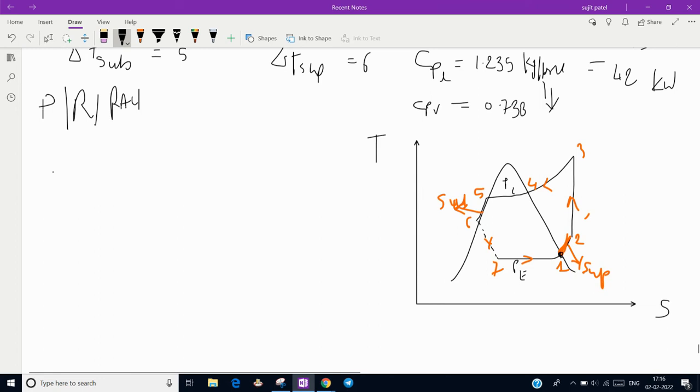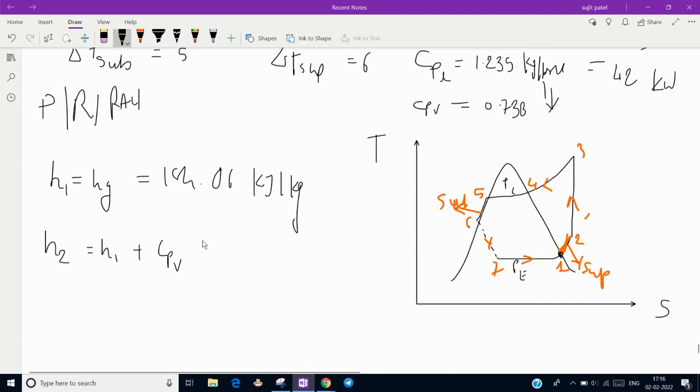Just go a few seconds back, take a screenshot of the question, and you will find the table over there. So enthalpy H1 is Hg at evaporator pressure, and it is given as 184.06 kilojoule per kg. Now for superheating, H2 is in the superheated region, so H2 will be H1 plus Cp of vapor phase into delta T superheating. Delta T superheating is 5 degrees and Cp of vapor is 0.733. So you will get the value as 188.458 kilojoule per kg.